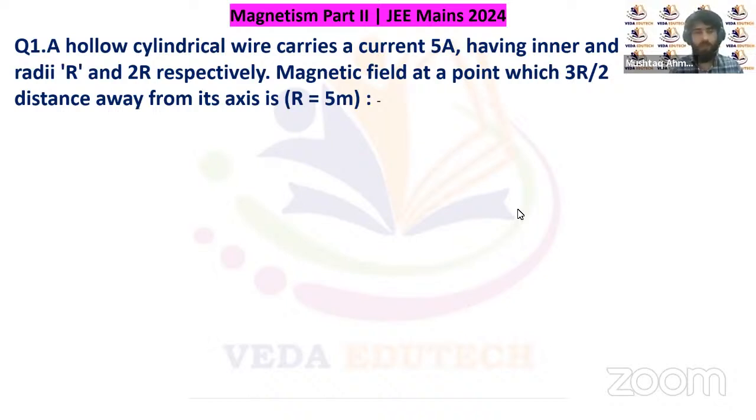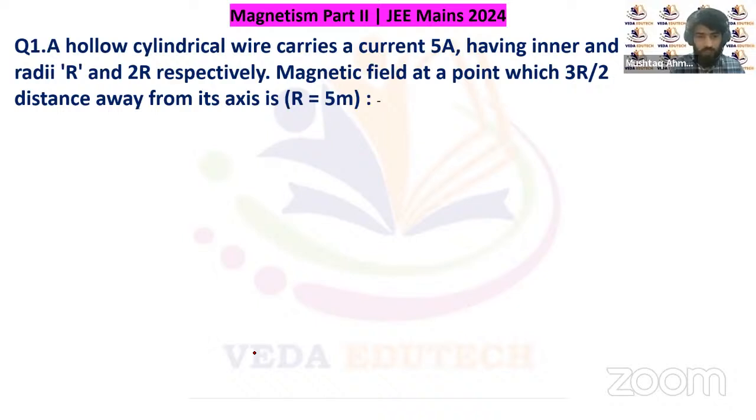The first question is a hollow cylindrical wire carries a current 5 amperes, having inner and outer radii R and 2R respectively. A magnetic field at a point which is 3R by 2 distance away from its axis is. The radius of the cylinder R is given as 5 meters, right? So the question is like this.